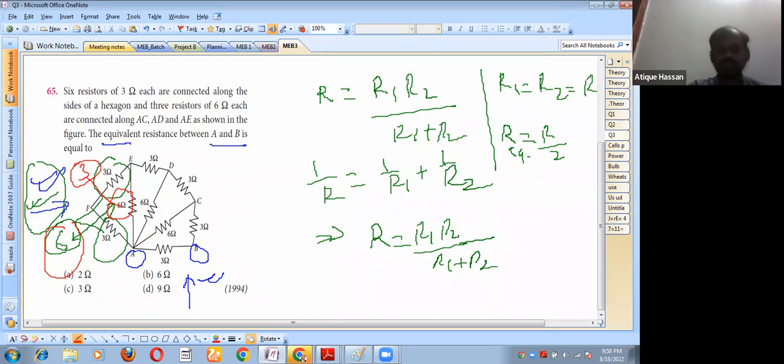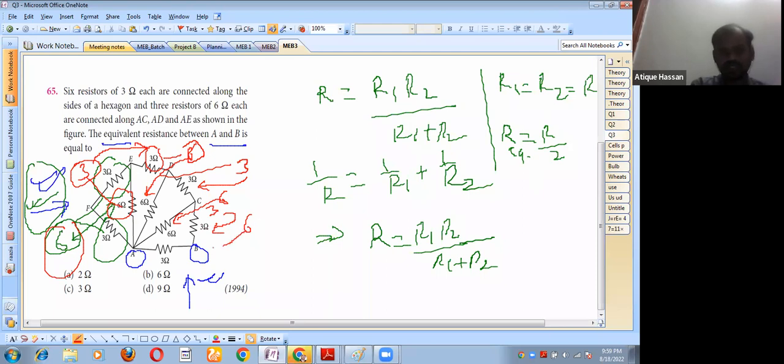Now again, the circuit repeats. This 3 is in series with 3, so again we will have equivalent resistance 6, and this 6 will be in parallel with the next 6, so we will get 3. Then 3 will be in series with 3, we will get 6, and 6 in parallel with 6, we will get 3. Then 3 in series with 3, we will get 6.